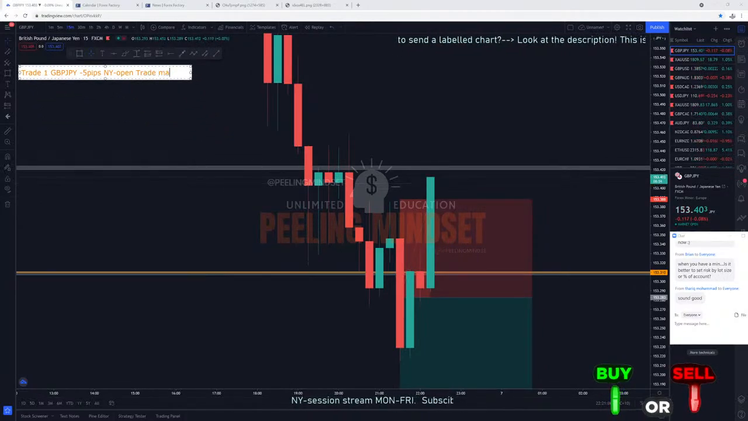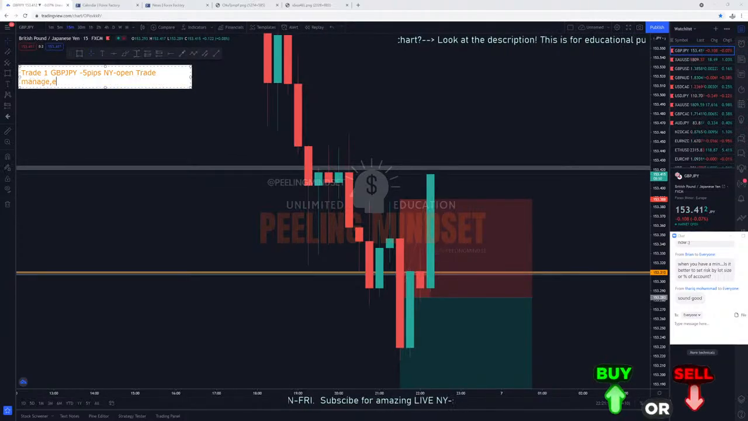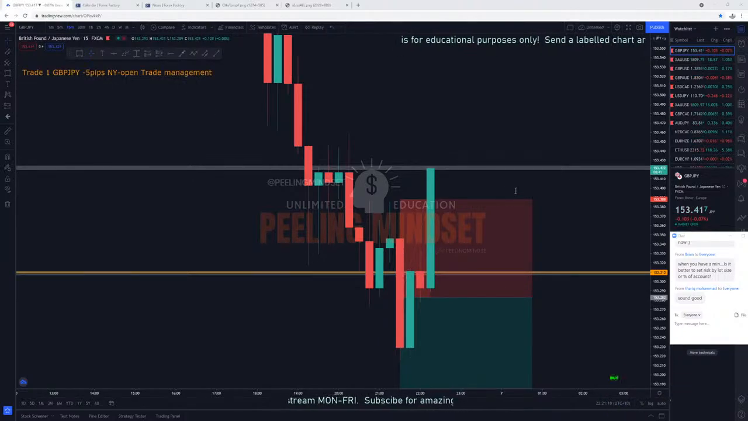Trade management day. Ooh, look at this, man. Look at the way pound yen is moving. You don't want to be part of that, right?